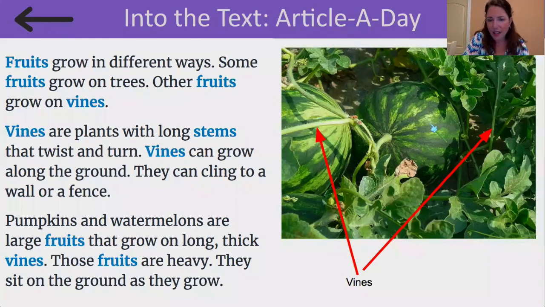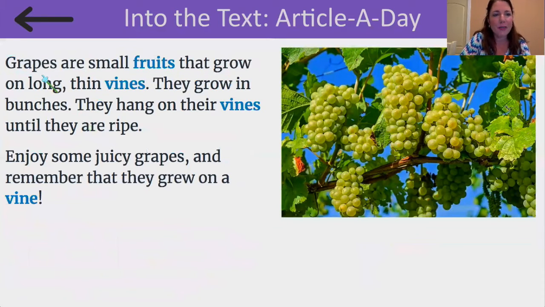So I can see here that these are fruits, and it looks like watermelons. And I can see here that these are the vines that the arrow is pointing to. And I can see how they do twist and turn. Okay, they don't go in a straight line. They twist and turn. You want to do that with me, readers? You ready? Twist and turn. Okay, great job. Let's find out more about what grows on vines.